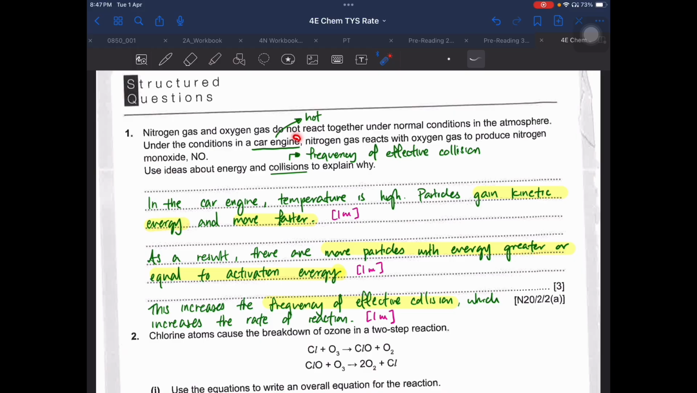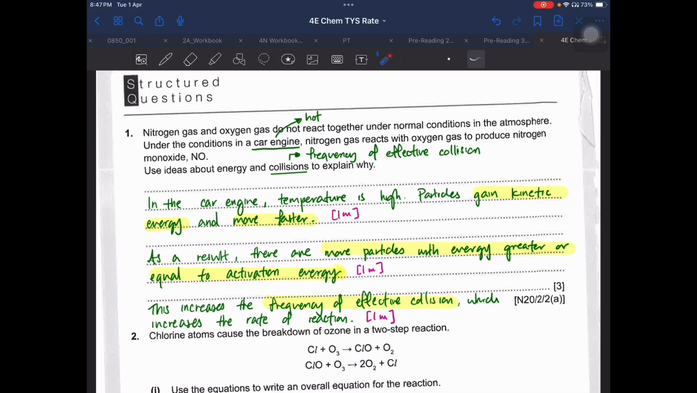And we know that in a car engine, temperatures get very, very hot. Now, what happens when temperature gets hot? That's when your particles start to gain kinetic energy and they start to move faster. Now, when this happens, there will now be more particles with energy greater or equal to activation energy. And then this increases the overall frequency of effective collision, hence resulting in a faster rate of reaction.